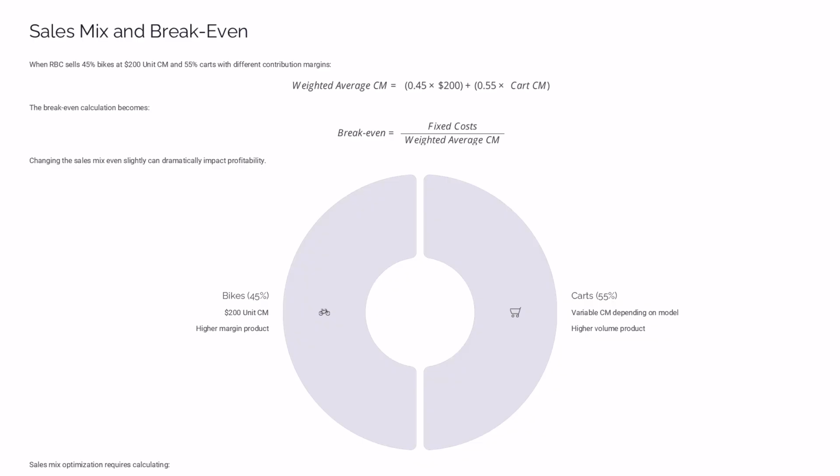This is exactly the challenge Netflix faces with their content mix. Original content has 80% contribution margin, but requires huge upfront investment, while licensed content has 40% margin, but no upfront cost, and finding the optimal mix determines whether they generate billions in profit or losses.